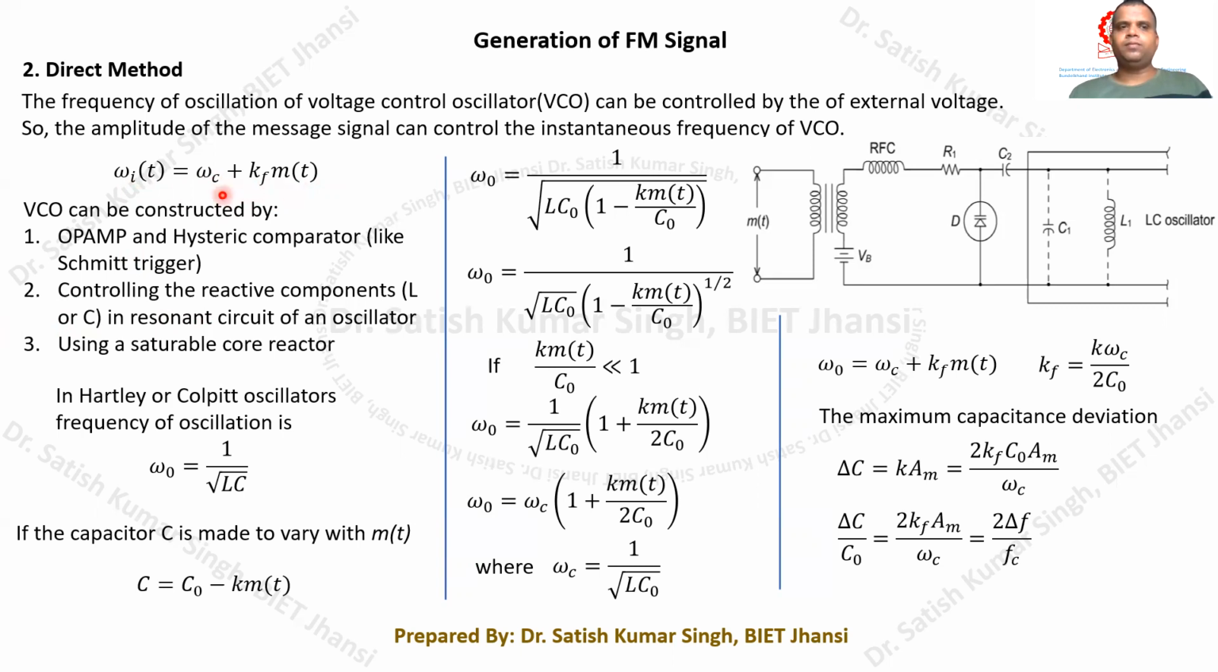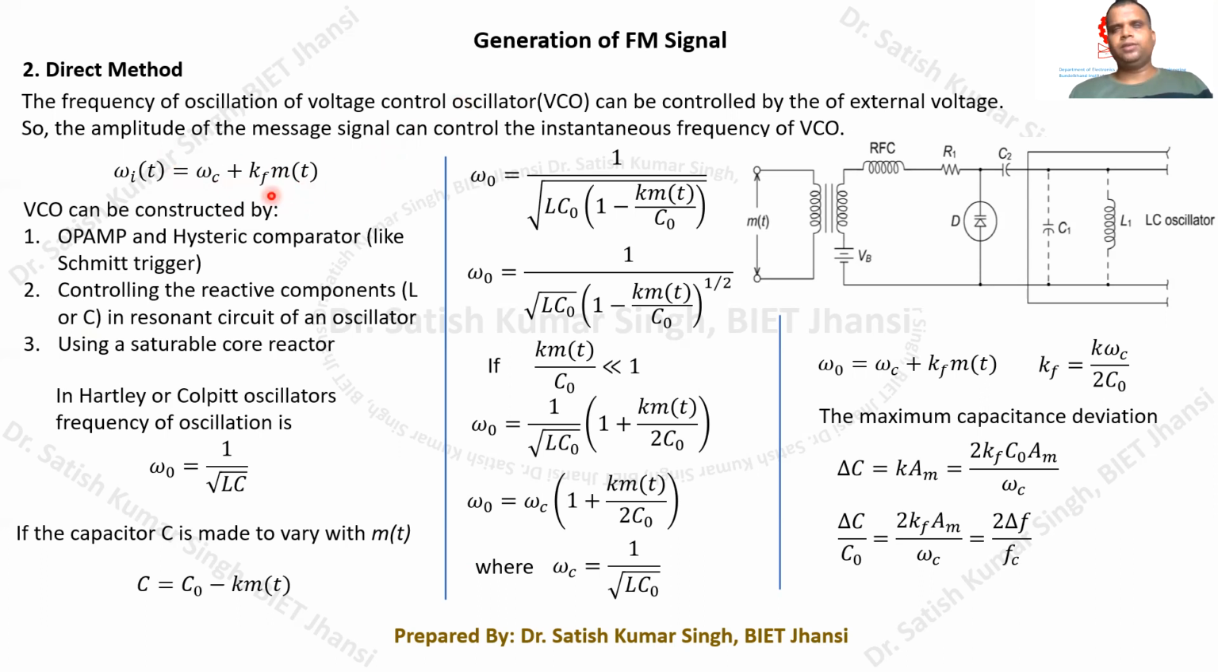Here you remember that when we define omega, it is the instantaneous frequency of the oscillator or VCO, voltage controlled oscillator. Then it is defined in radians, and omega c is also in radians. So kf will have its unit as radian per volt, if our message signal is a voltage signal, because we are talking about the voltage controlled oscillator.